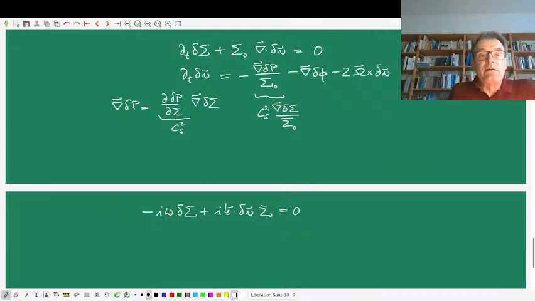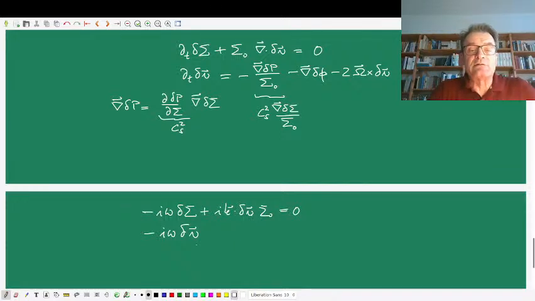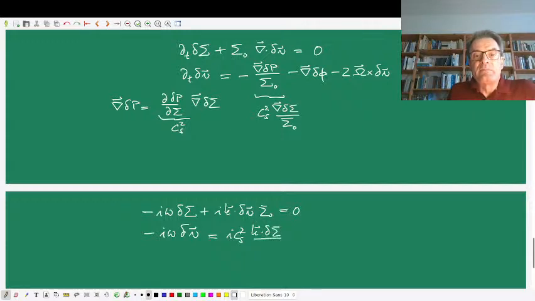All right, then for the Euler equation, I get minus i omega delta v. And remember, delta v only has components in x and y direction, so these are two equations only. Now, on the right-hand side, I get i times cs squared vector k times delta sigma divided by sigma 0. And again, of course, since we are decomposing two-dimensional perturbations into plane waves, the vector k will have a kx and ky component only.